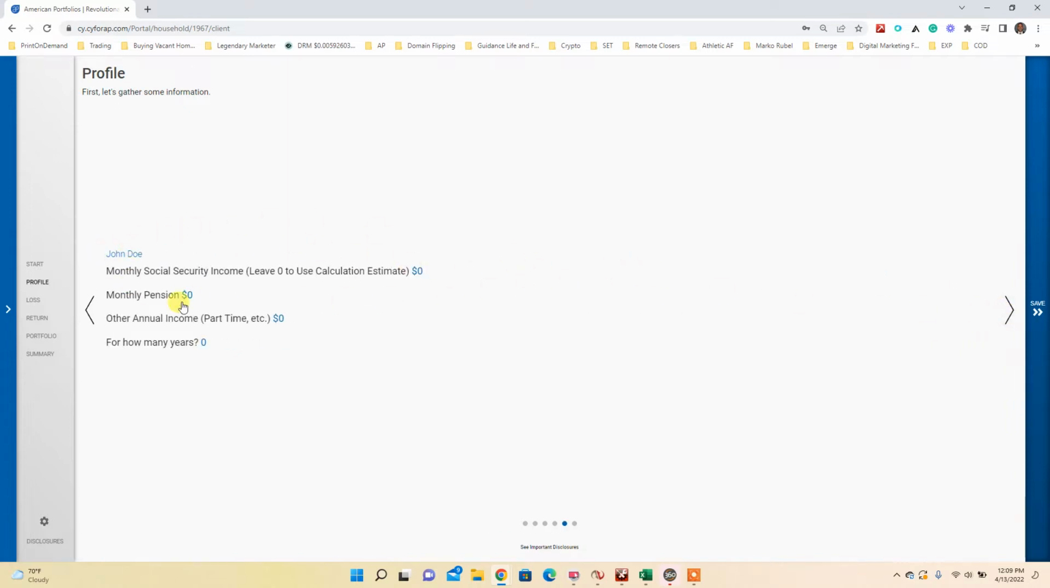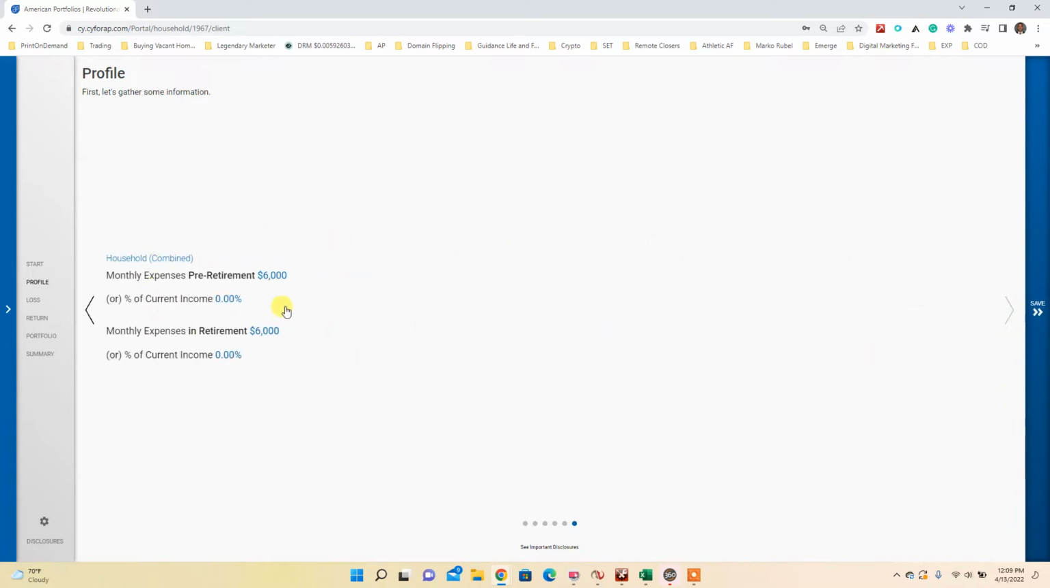Social Security will be calculated for you, and we can actually put that detail in there if you have your statement. Then if you have real estate income or other part-time employment, and how many years you expect to get that income. I'm going to leave that blank here, and then pension if you have it. And then we go into monthly expenses. For our purposes, we did monthly expenses at 6,000, and monthly expenses in retirement we put at 6,000 as well.